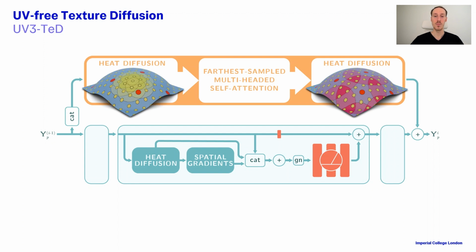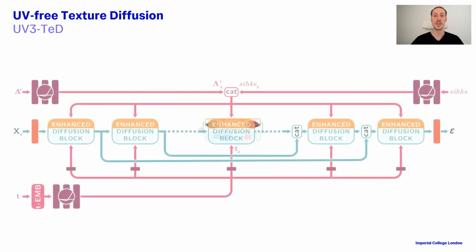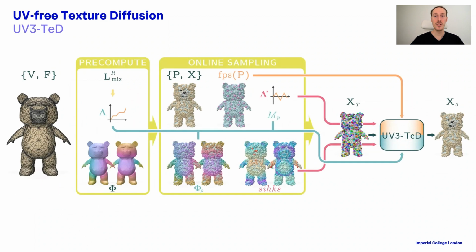These attention-enhanced blocks are then repeated several times and interconnected in a U-net-like fashion. Together, they form the main architecture of UV3TeD. And if the attention-enhanced blocks were our first contribution, our second contribution is our online sampling strategy that allows us to sample point clouds and their spectral properties during training by leveraging quantities pre-computed on the input meshes.